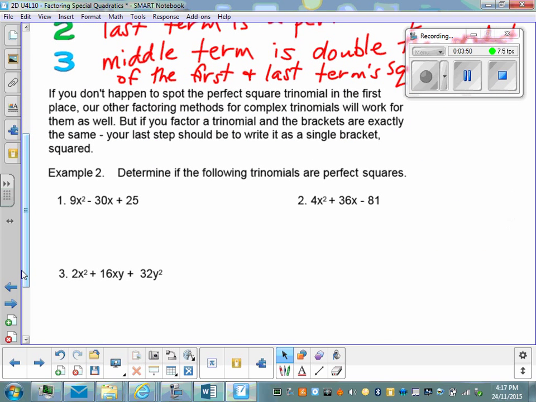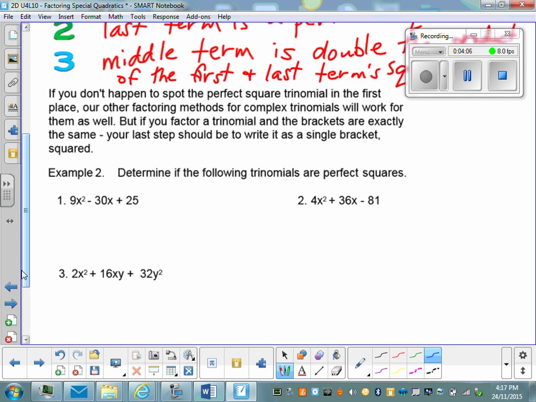So, I made a note there, if you don't happen to spot the perfect square trinomial, you can still do it by complex trinomial factoring. You'll still end up with the same answer. You just need to remember to write your final answer as a single bracket when you do it. And I'll show you how that looks here.